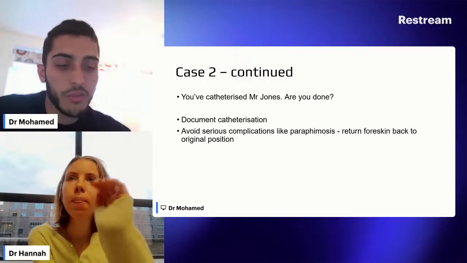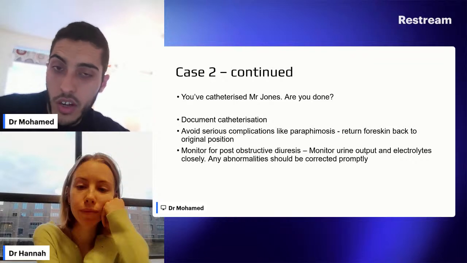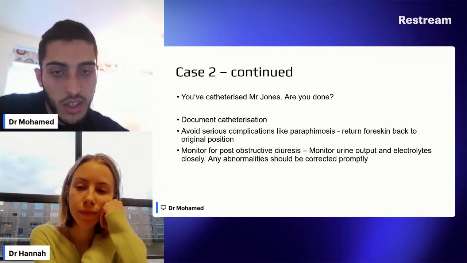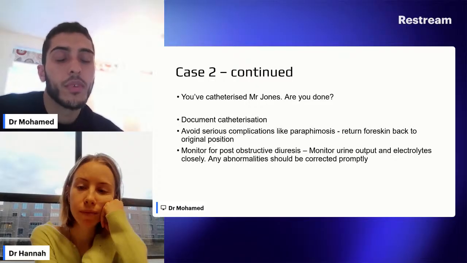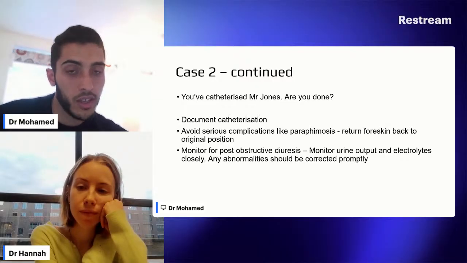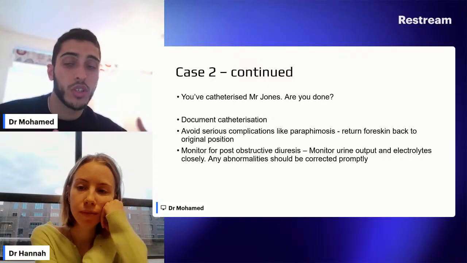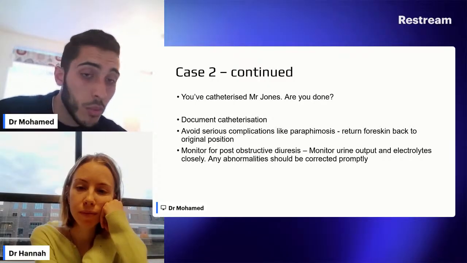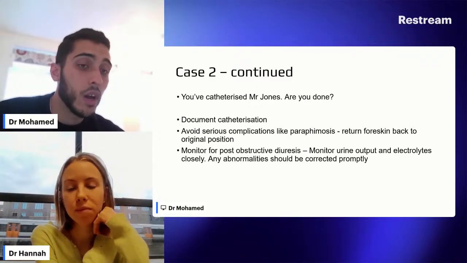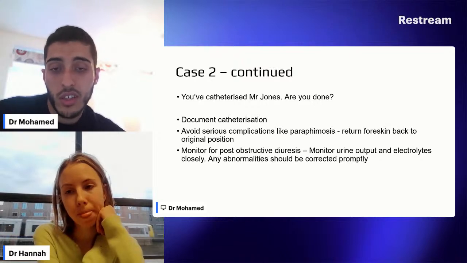So avoid that. And also, we want to monitor, of course, for post-obstructive diuresis. We covered this yesterday as well. He's had a large volume of urine retained in his bladder. It's caused hydronephrosis to the point where he's developed a good-going AKI. So his body is now at risk of developing post-obstructive diuresis, where he's just flushing out all that water and all of those electrolytes. And so we need to monitor his urine output very closely for the next few hours, for the evening basically, and also his electrolytes.